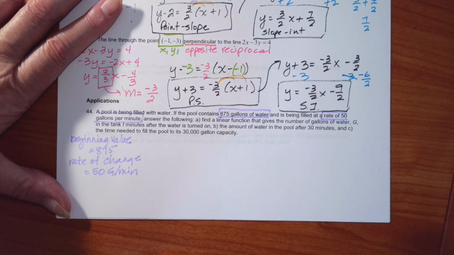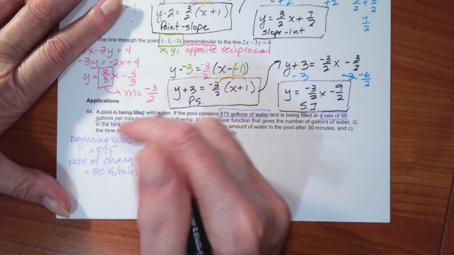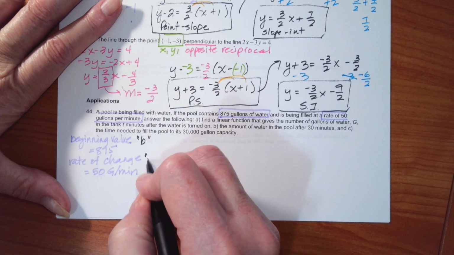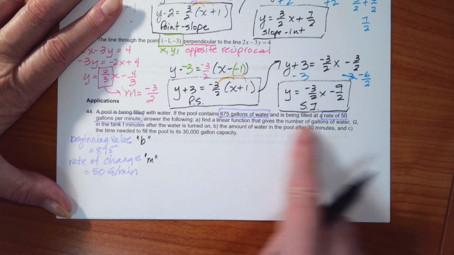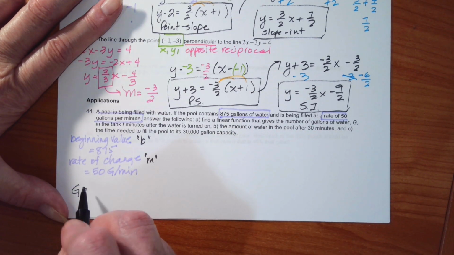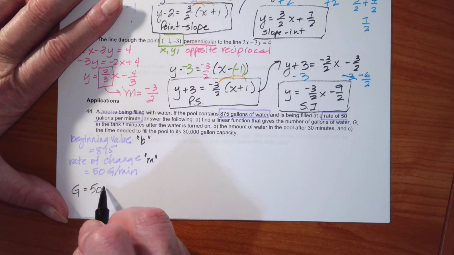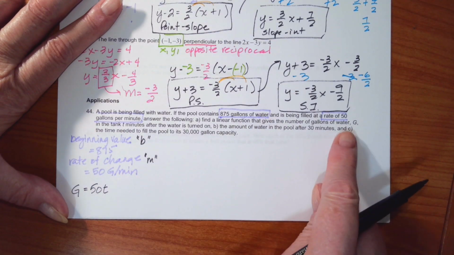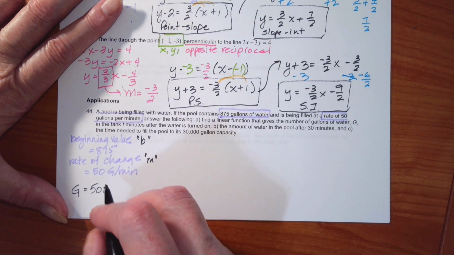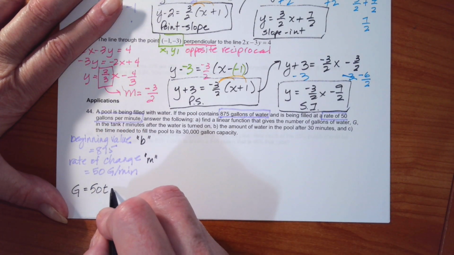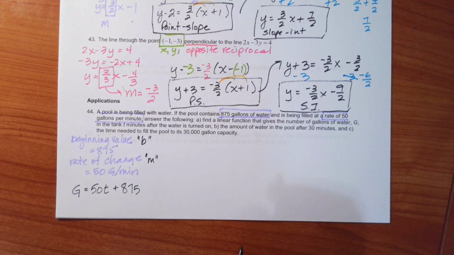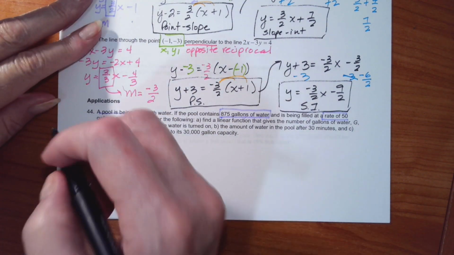Okay. Well, the beginning value, this is the same thing as my B, and the rate of change is my M. So my function becomes G is equal to 50 T. They're telling me they want us to use G for gallons, T for the number of minutes, plus the initial value of 875. Okay, so this is part A.